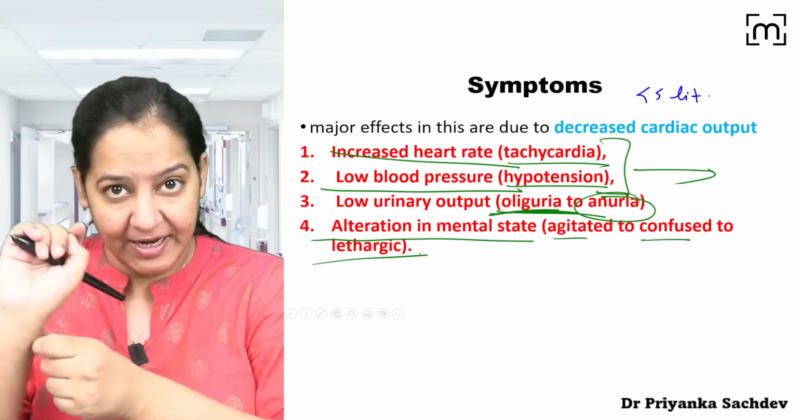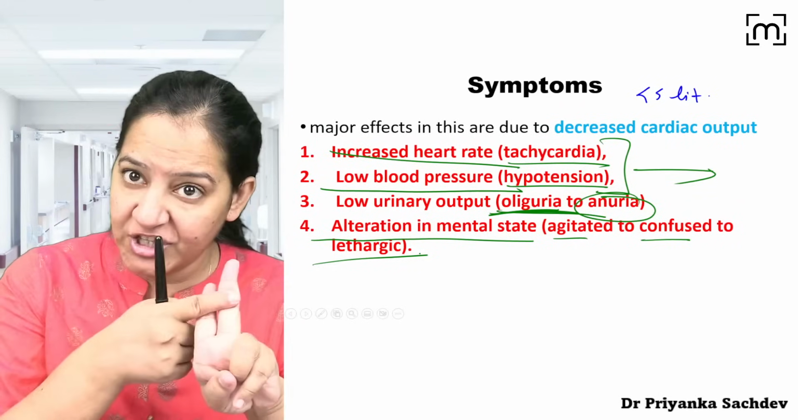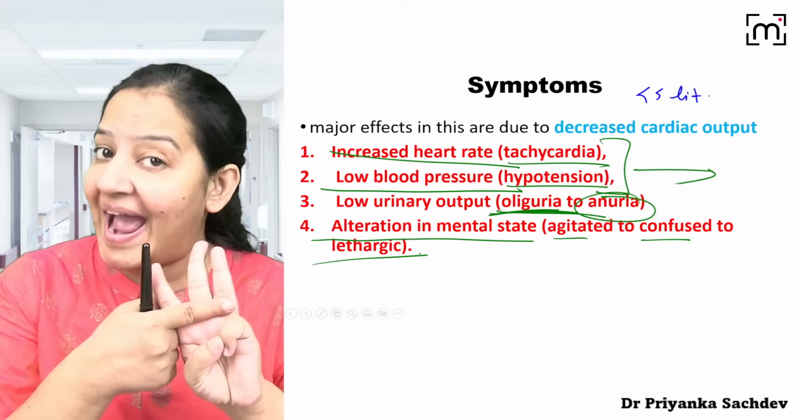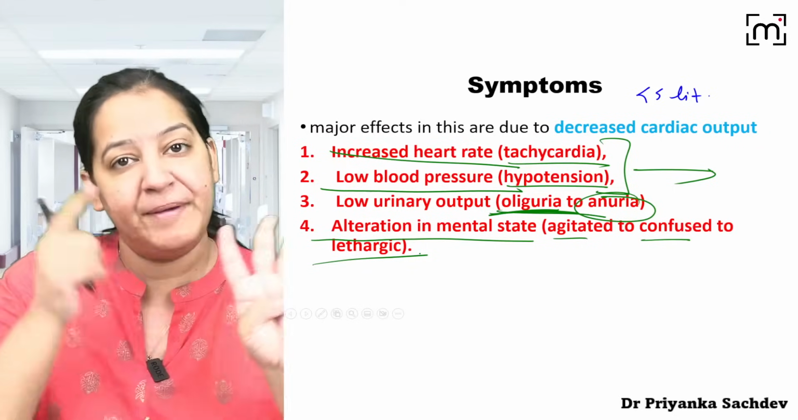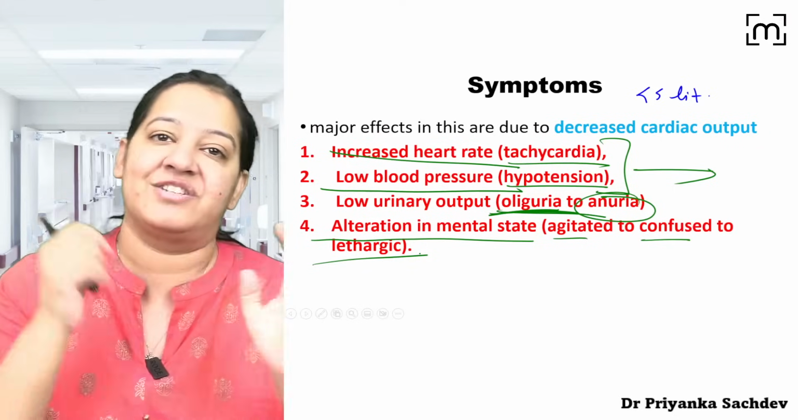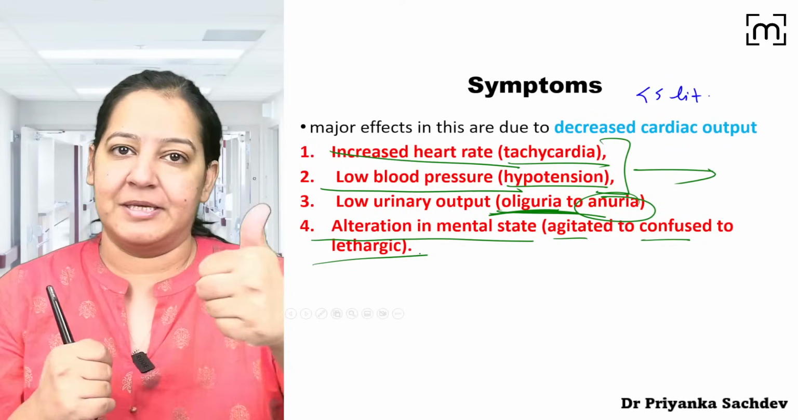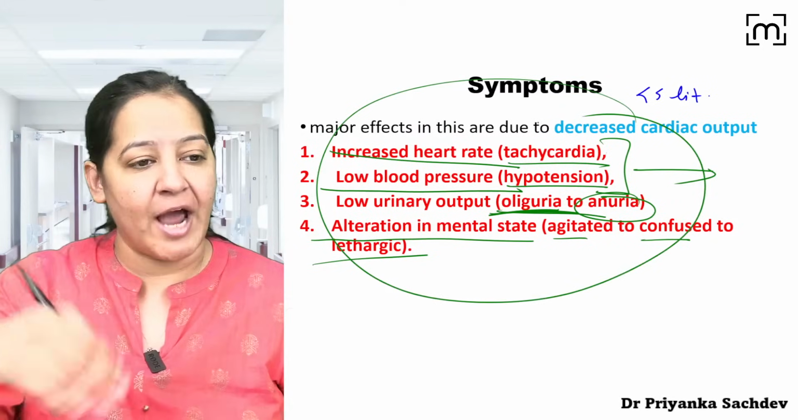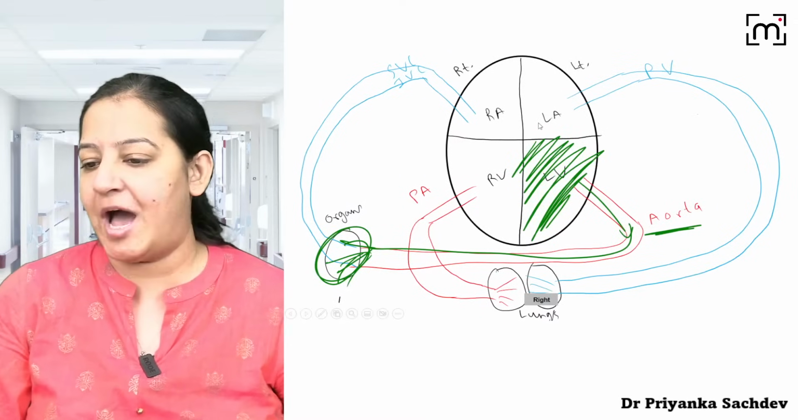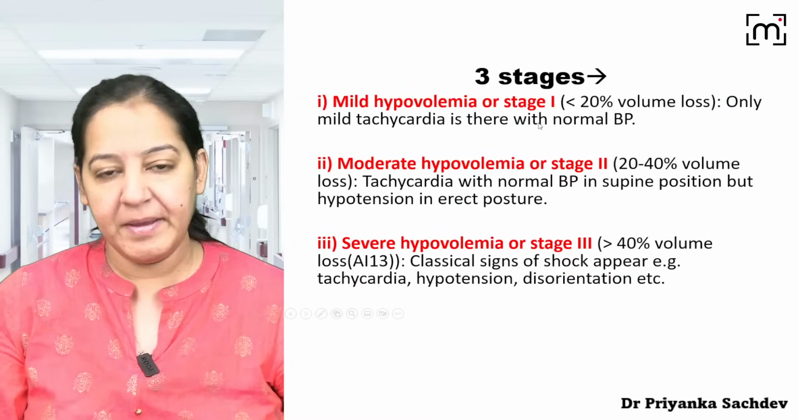So these are the symptoms the patient will come to you with, right? The patient is having tachycardia, the patient is having hypotension, the patient is having oliguria or anuria because of renal failure, and the patient is having altered mental status because of less blood to the brain. Give me a thumbs up. These are the 4 symptoms of hypovolemic shock. Yes, Priyanshi, absolutely right. Give me a thumbs up, right?